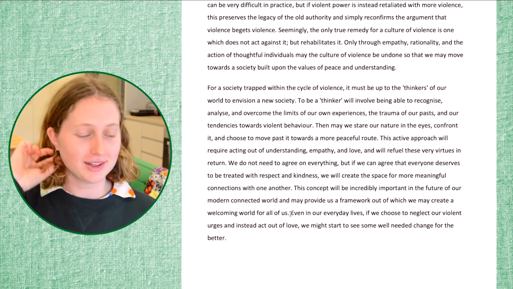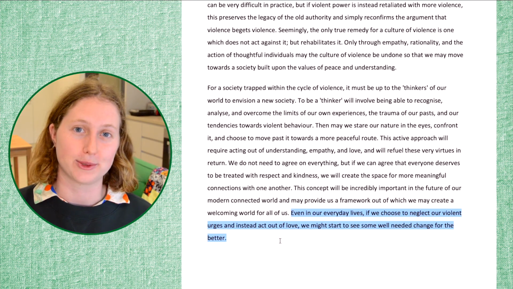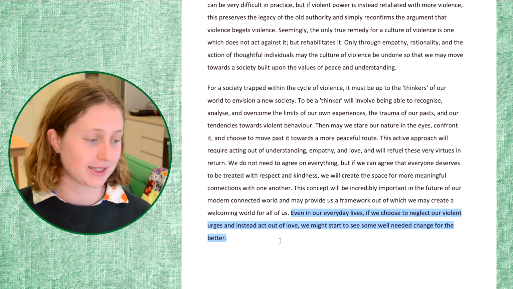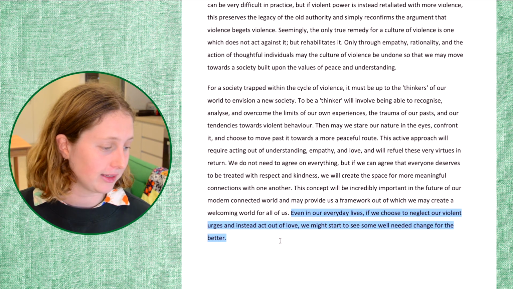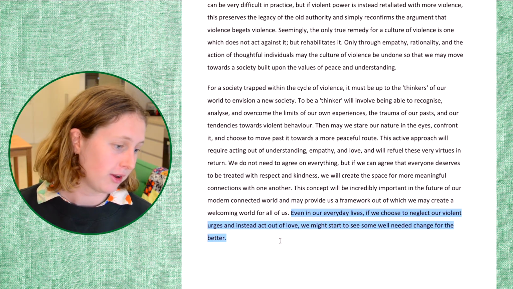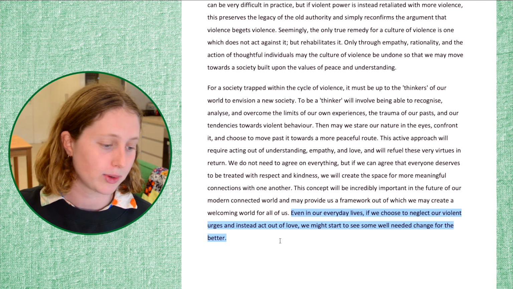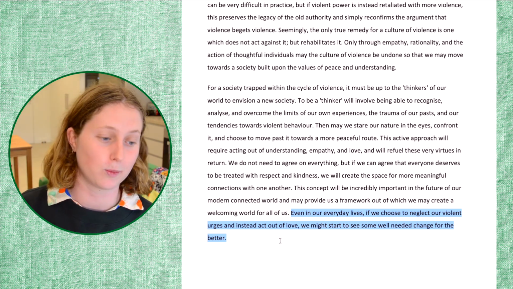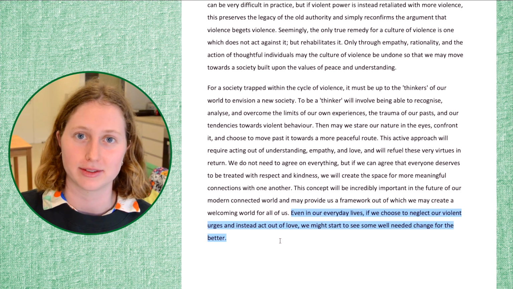Okay, rant over. Now, I finish it off with a nice little call to action for the individual, and I say, even in our everyday lives, if we choose to neglect our violent urges and instead act out of love, we might start to see some well-needed change for the better. Simple, sweet. It urges the reader to take what they have just read and act in their own lives according to what I suggested.